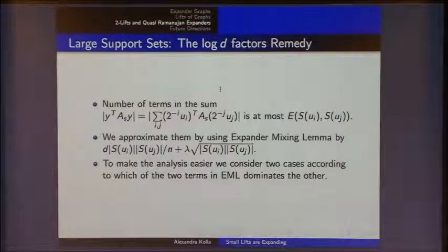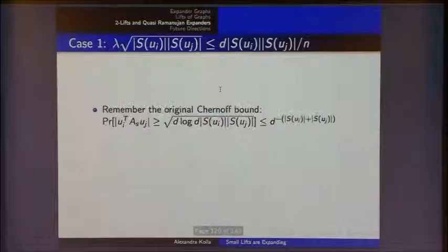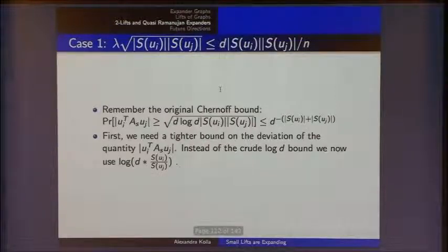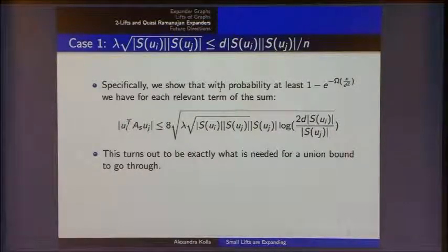Okay, so we use this to approximate the terms in the sum, and we look at two cases on which term of the expander mixing lemma approximation dominates the other. The first case is when this is smaller than this, so one term dominates the other. Let's go back to the Chernoff bound that we had with the log D factor loss. We need the tighter bound on the deviation of this term, because otherwise, we're done. So instead of log D, we just use log D times the ratio of the supports. And here's what we get with high probability.